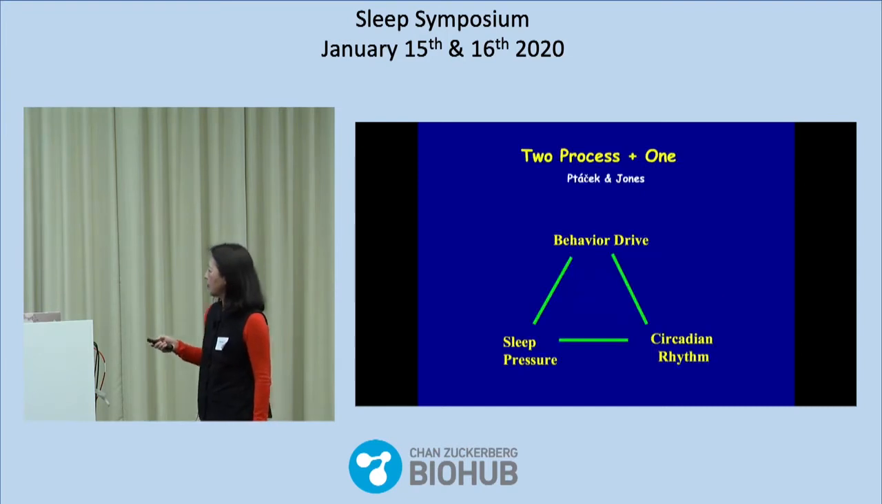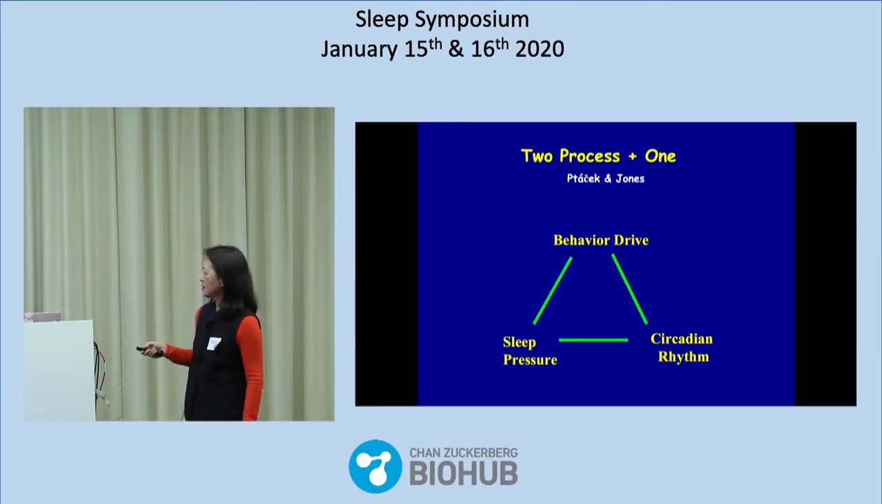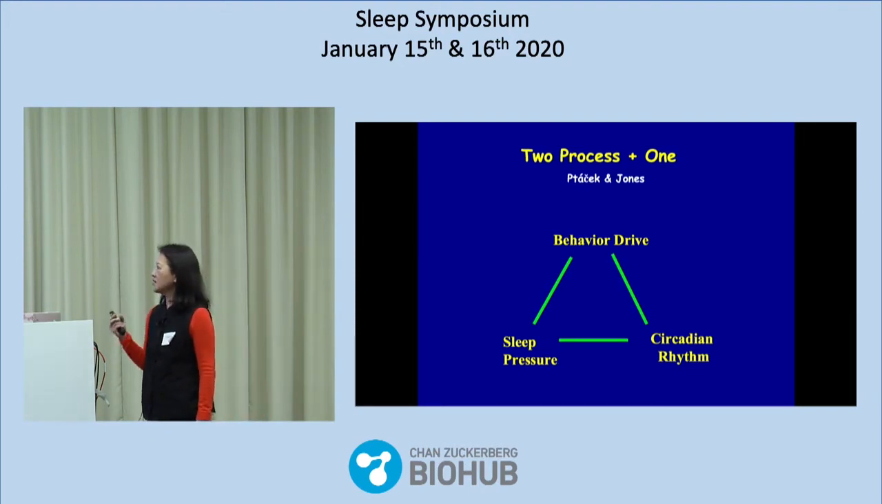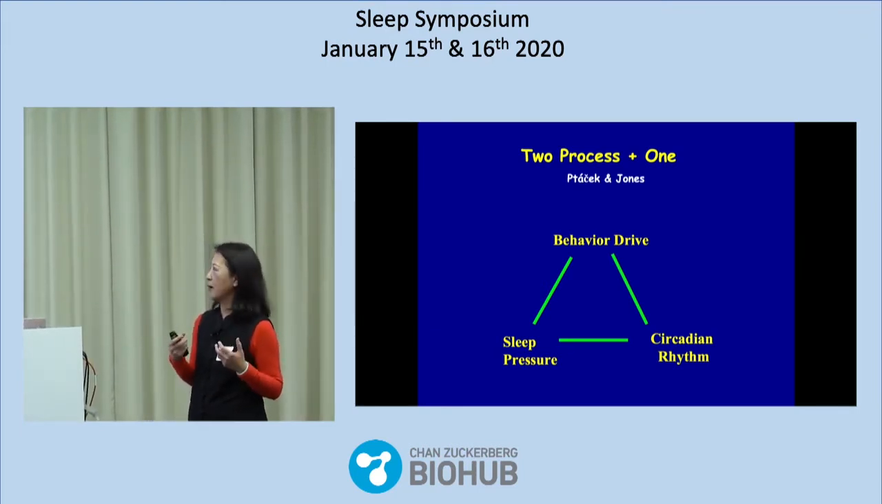So the point I want to make here is that according to Borbely's two-process model, which is the model that almost everybody is using in the sleep field, there are two processes that together regulate our sleep. One is circadian rhythm and one is sleep pressure. For the 15 years that we have been doing this, Louis and Chris Jones, one of our previous collaborators, always said that there is probably going to be more than two processes regulating our sleep behavior. And they always talk about behavior drive probably being one of them.